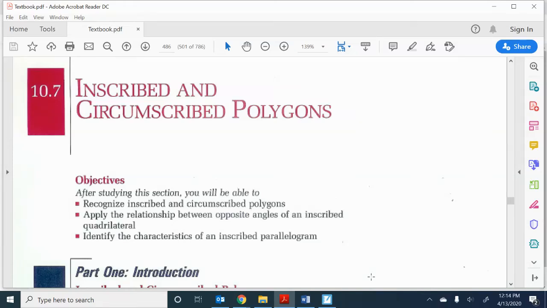Hello, geometry class, and welcome to this video on section 10.7, inscribed and circumscribed polygons. So I'm going to go through a little bit of what's in the textbook, and then we'll do some problems.